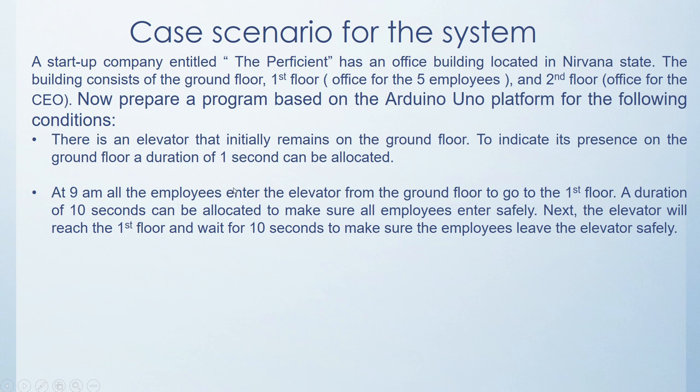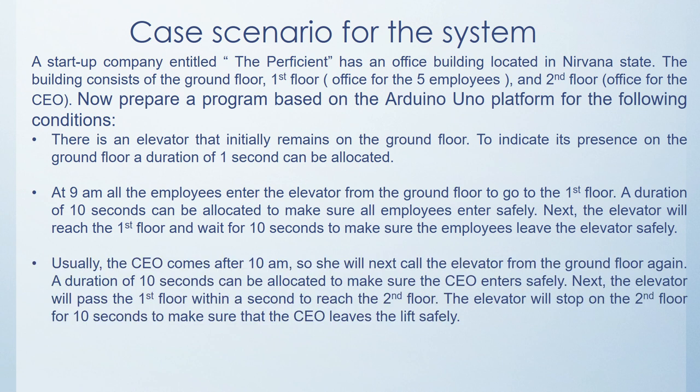At 9 a.m. all the employees enter the elevator from the ground floor, and they select their office floor, which is the first floor. For safety purposes, we can allocate a time of 10 seconds within which all the employees enter the lift. Then the elevator will reach the first floor, the door will open, and it will wait for 10 seconds so that the employees can leave the elevator safely towards their office.